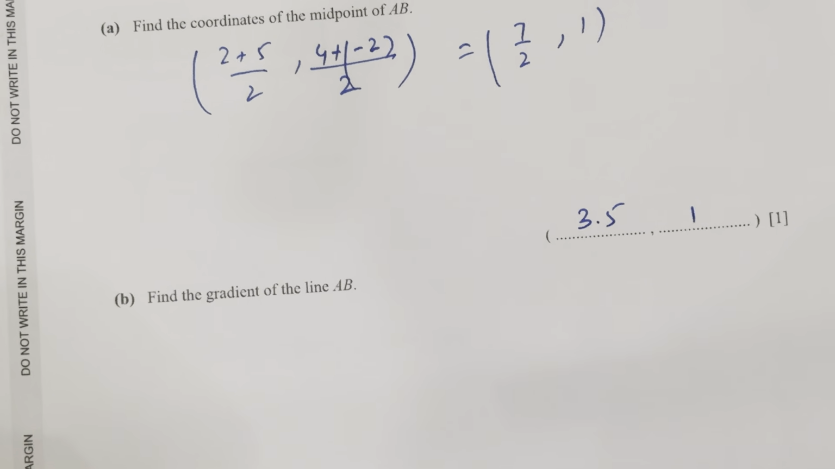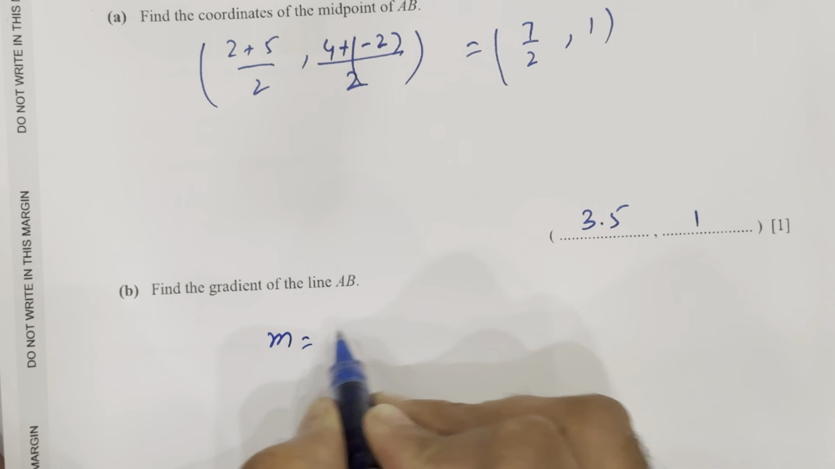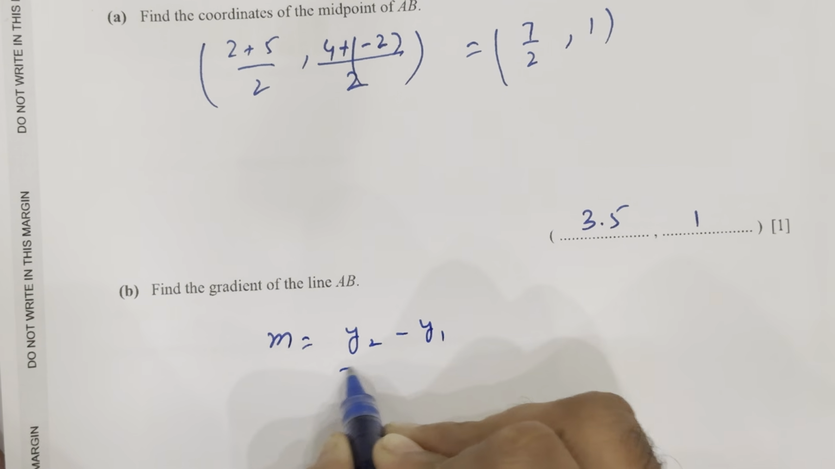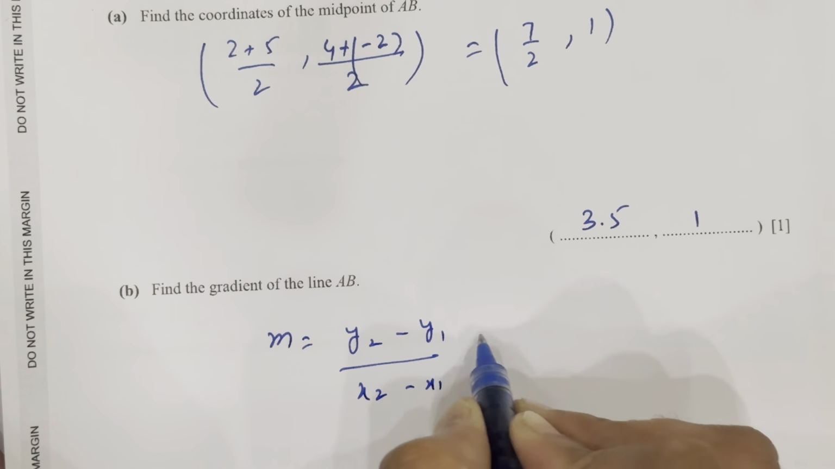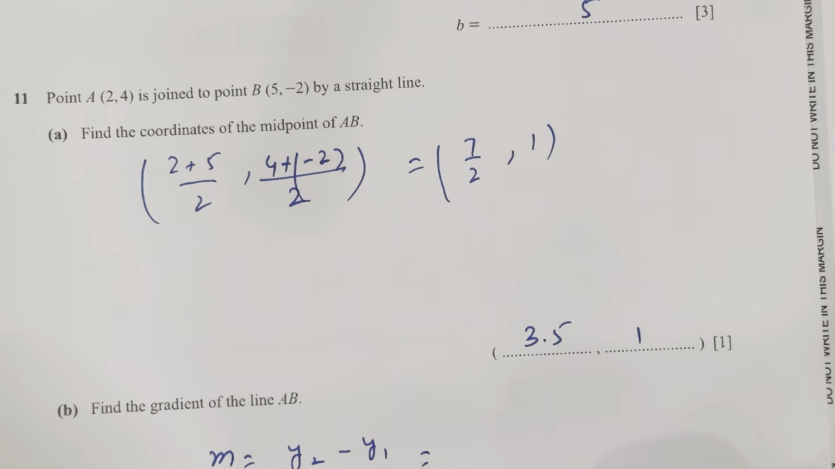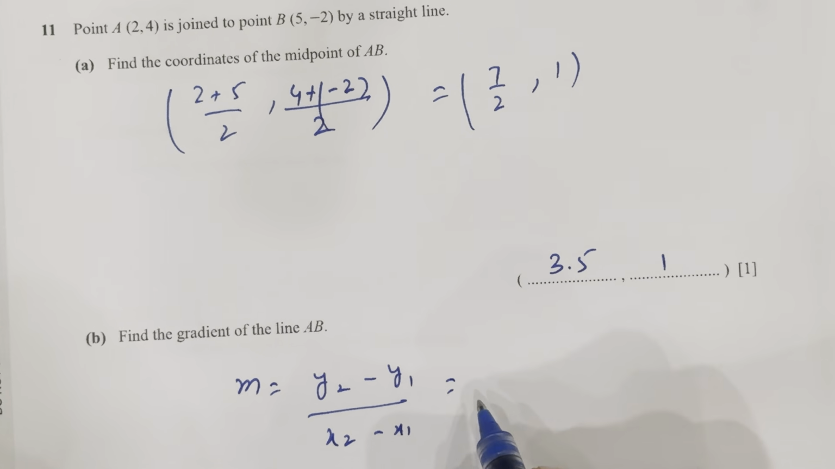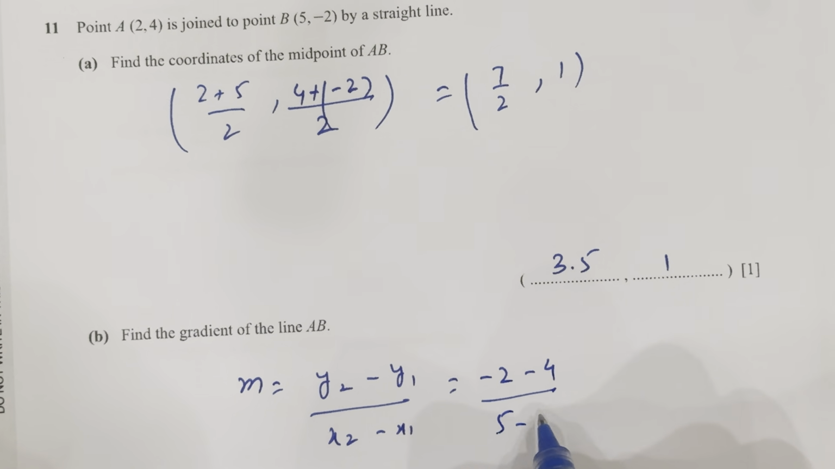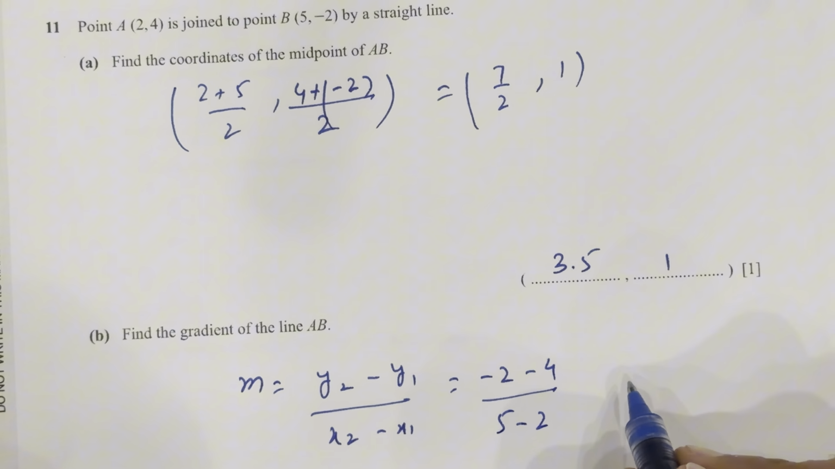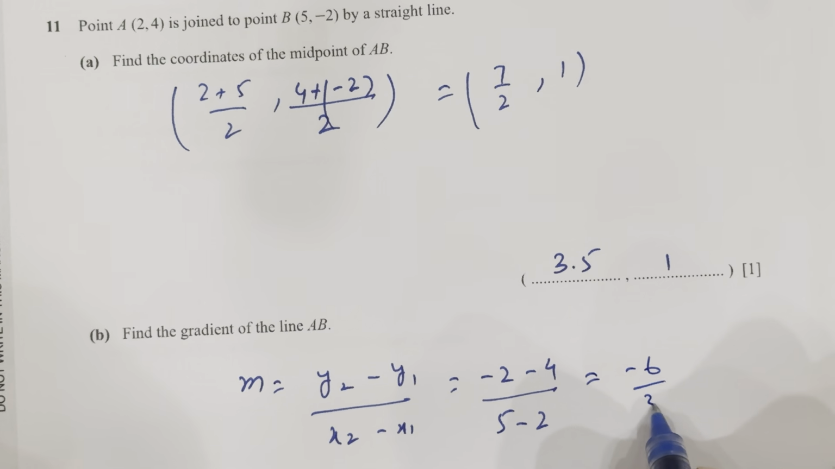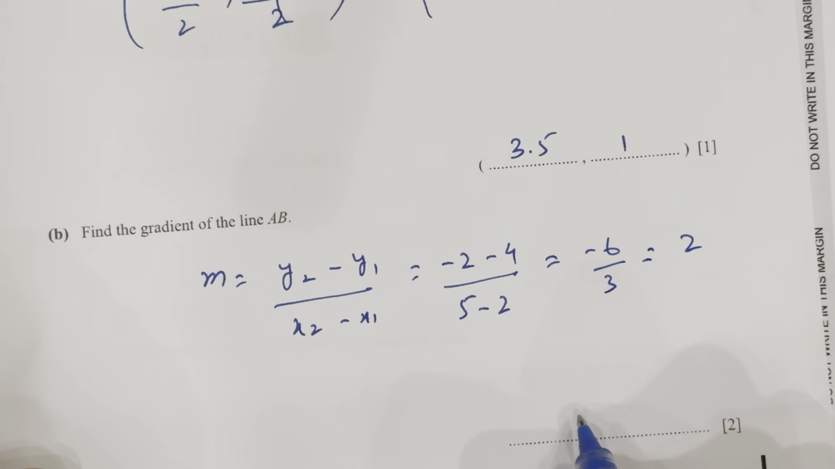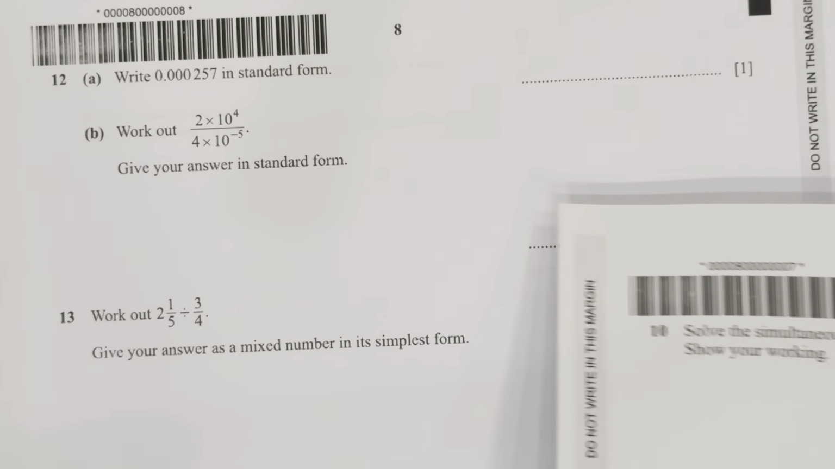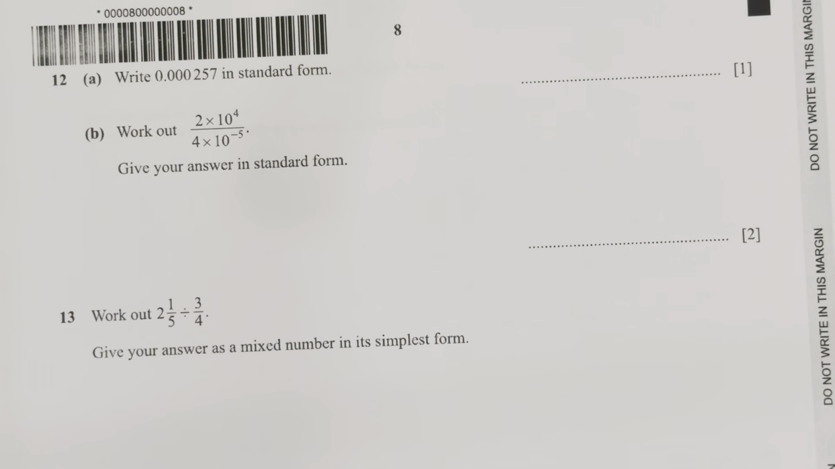Find the gradient of the line AB. We know that the formula for the gradient is y2 minus y1 over x2 minus x1. So we need to substitute those values over here. It would be like that: -2 minus 4 over 5 minus 2. It would be -6 over 3 and the answer is -2. So the gradient is -2. Moving to question number 12.